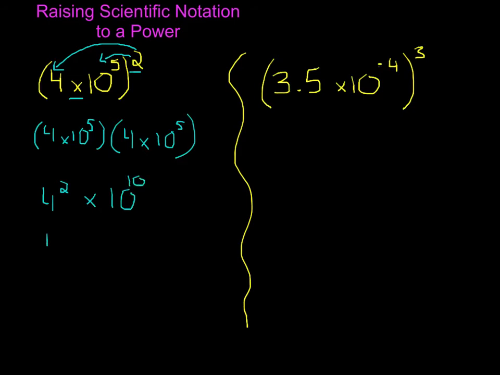And then 4 squared is 16. 16 times 10 to the 10th power. And then rewrite it in proper scientific notation. The coefficient has to be 1.6 times 10. And because I had to decrease my coefficient by 1 decimal place, I need to increase my exponent by 1. So to the power of 11.